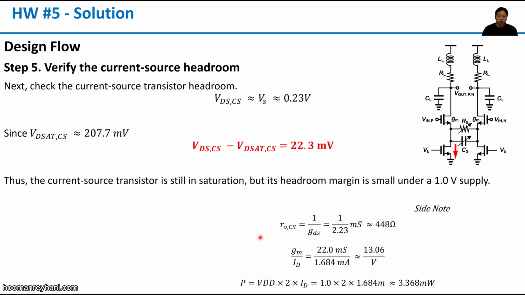And then we verify the headroom of the current source devices. The current source transistors also remain in saturation. However, now the margin is quite small. This is a common challenge in low voltage, high speed design. As the supply voltage decreases, maintaining sufficient headroom while preserving sufficiently high gain and bandwidth becomes increasingly difficult.